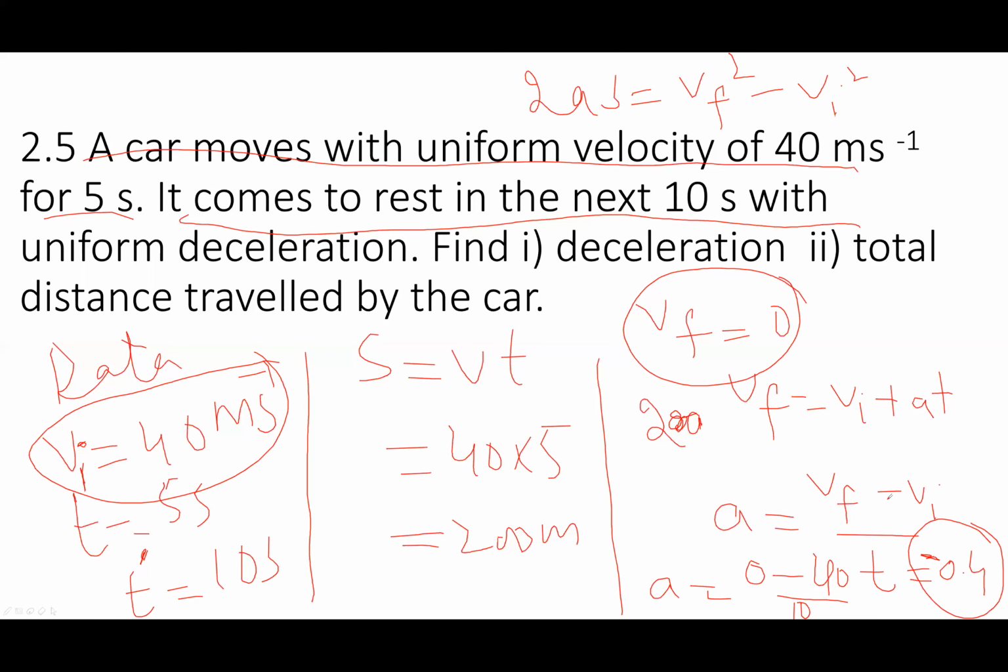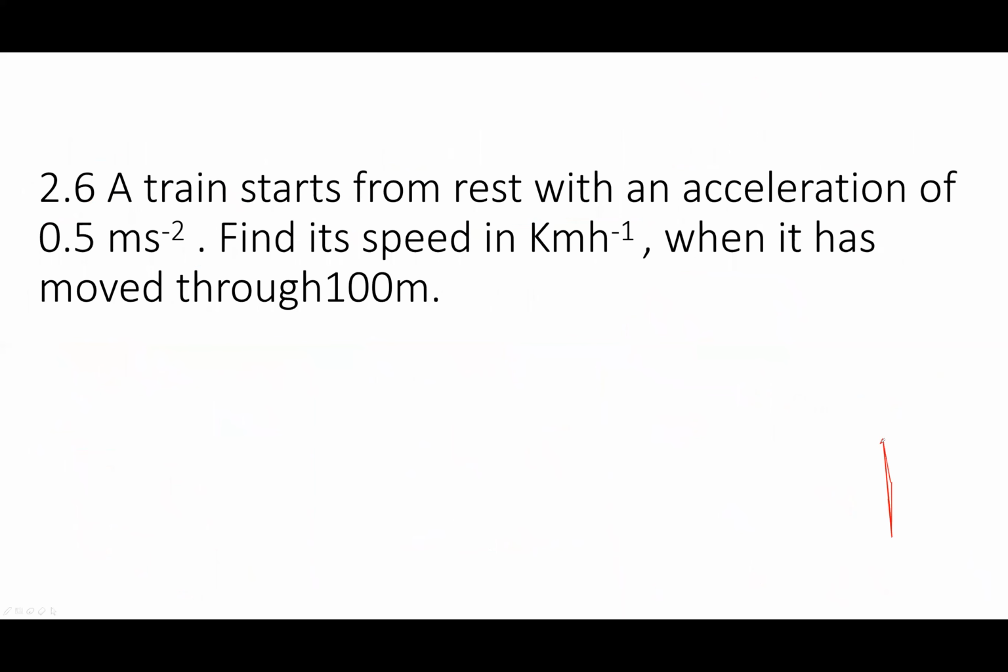Now comes the next numerical. A train starts from rest with an acceleration of 0.5 meter per second square. Initial velocity is 0 meter per second, with an acceleration of 0.5 meter per second square. Find its speed in kilometer per hour when it has moved through a distance of 100 meter. We have to find the final velocity in kilometer per hour.